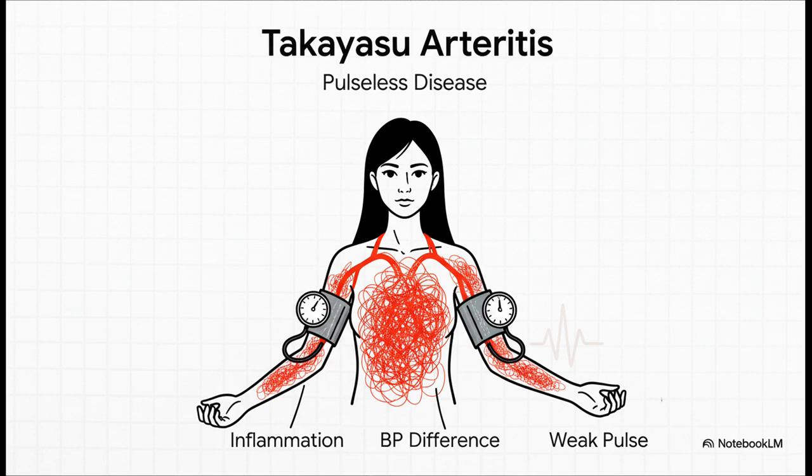The textbook case here is a young woman, usually under 50. The inflammation goes right for the aorta, which causes some really specific signs. Because it messes with the arteries going to the arms, patients might get arm pain when they try to use them, and their pulses can get weak or even disappear entirely. That's why it has the nickname pulseless disease. A huge clue for doctors is finding a big difference in blood pressure between the two arms.